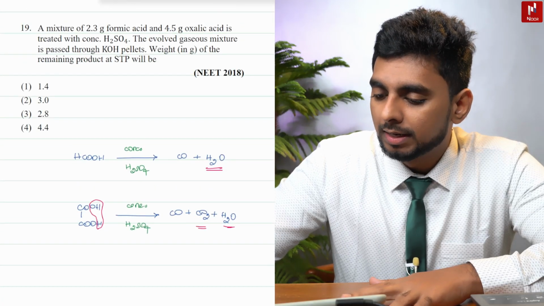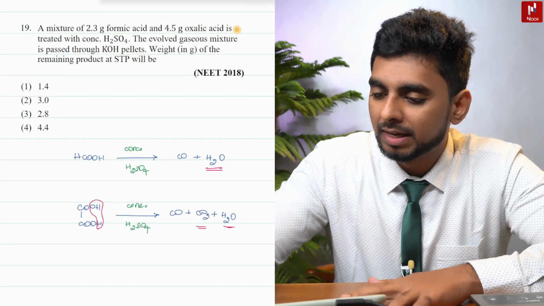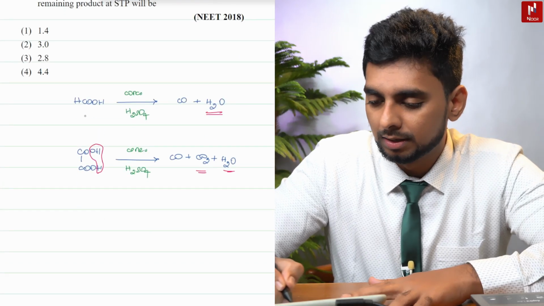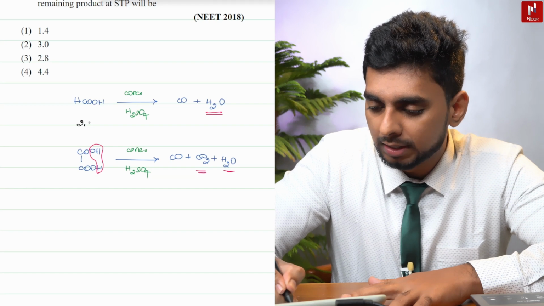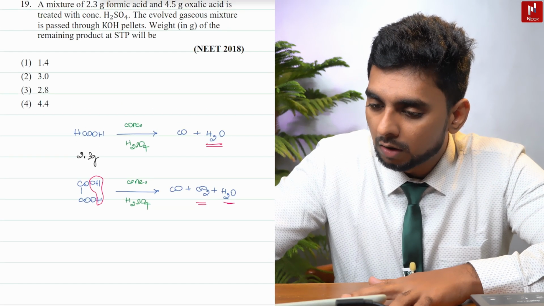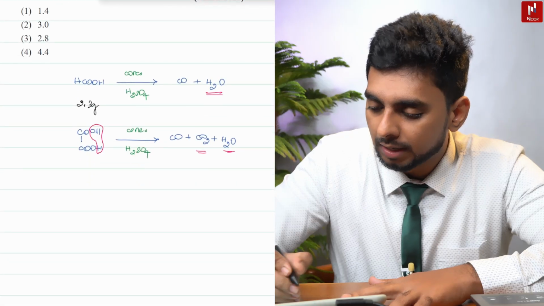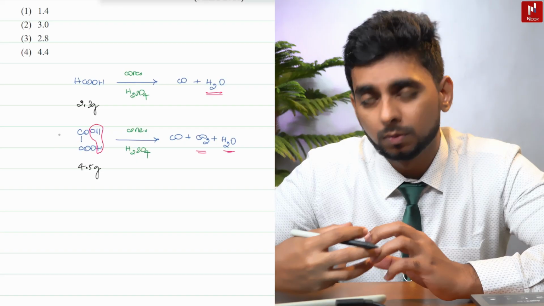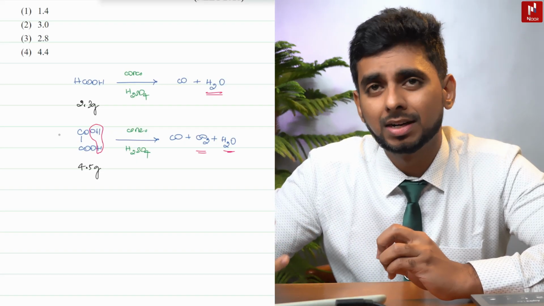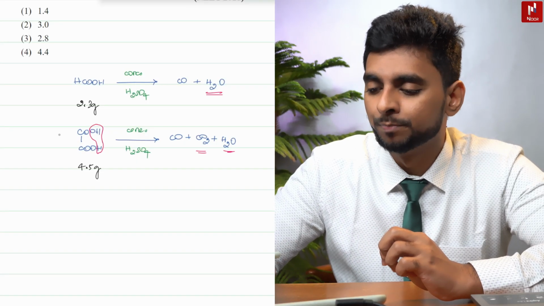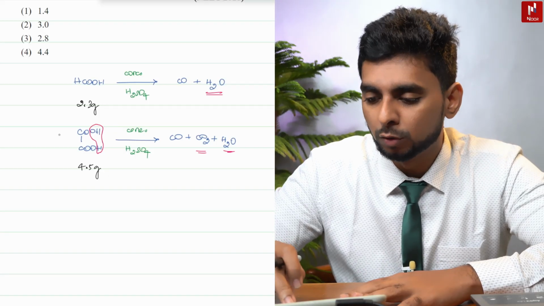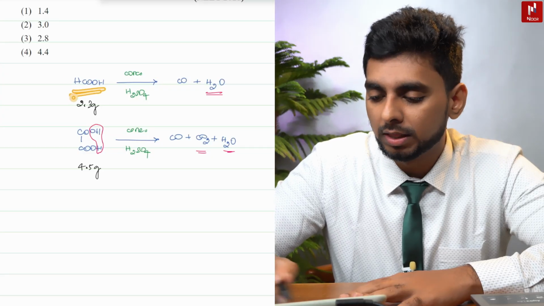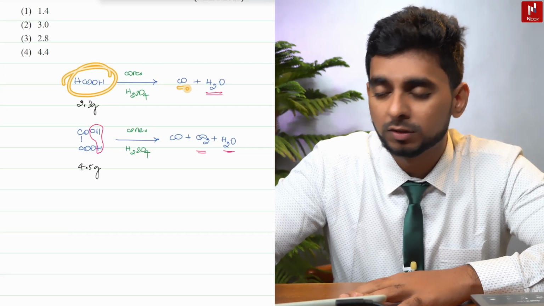Okay. So here initially I have 2.3 gram of formic acid. That was the amount given over here. In the case of oxalic acid, you have 4.5 gram. So this entire amount is going to completely dissociate, and it will form carbon monoxide and H2O. Right. So here I'll first have to get the number of moles present in 2.3 gram. If I know the number of moles present in 2.3 gram of HCOOH, the same amount of moles of CO will be formed.